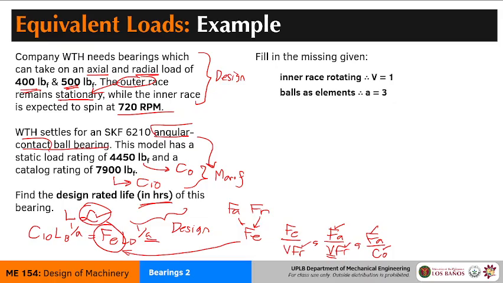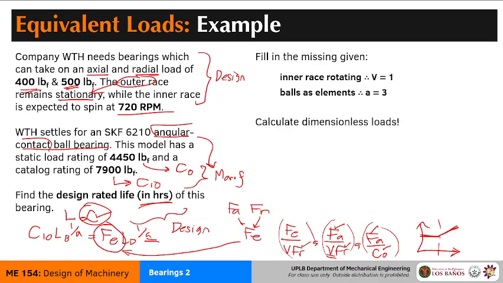So right, from this point on, we have to go to this curve. Sorry, that is an ugly curve, don't mind that. To go here, we have to solve for these three fractions. So we calculate the dimensionless loads. Fa over C naught comes first. It's this particular value. Fa over VFr is this value.